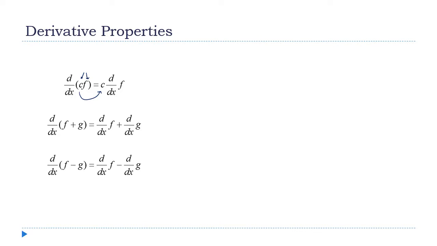For example, let's take a look just at this first one here. The derivative with respect to x of c times f is the limit as h approaches 0 of c f of x plus h minus c f of x all over h. But now look, both of these terms in the numerator have this c in common, right? So let's factor that out. This is the limit as h approaches 0 of c times f of x plus h minus f of x all over h.